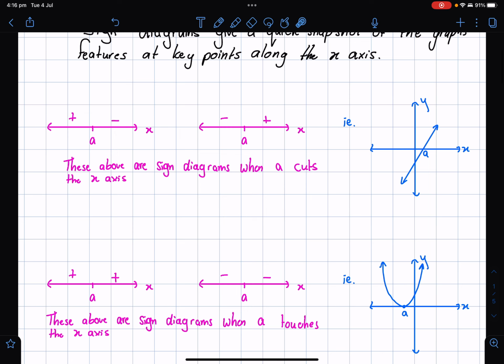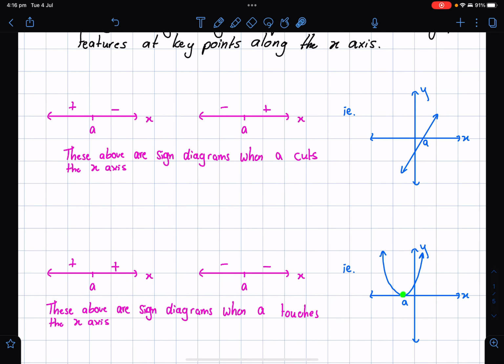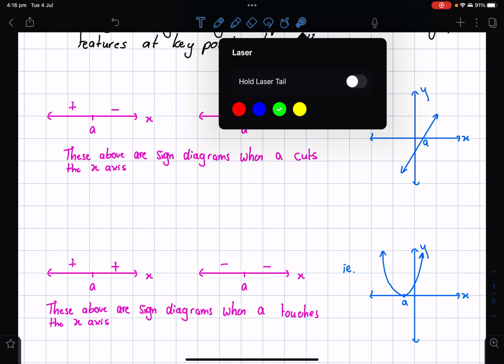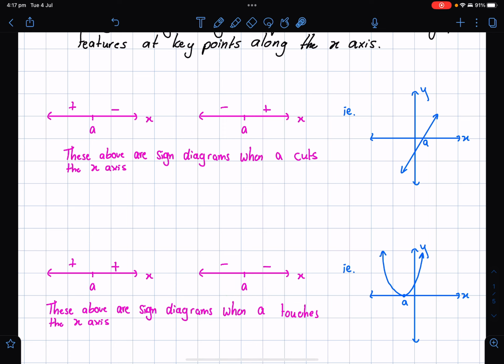So I said they could be touching as well. Now you can see here it touches the x-axis, okay? So we've still got my A value and we're just touching. Now, when we're touching, it either has to be positive and positive because it's all above, or it has to be negative and negative because it's all below. Now again, just like before, which one of these two sign diagrams do you think represents this function here? Hopefully you said this one here. If we look at this key point A, look to the left, my function's above the x-axis. If I look to the right, my function's also above the x-axis, so it has to be plus and plus.